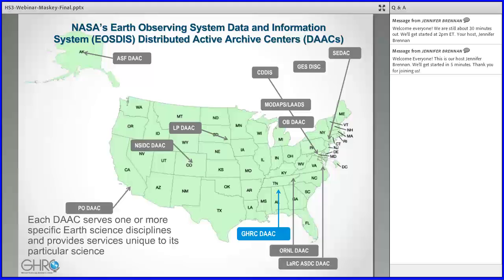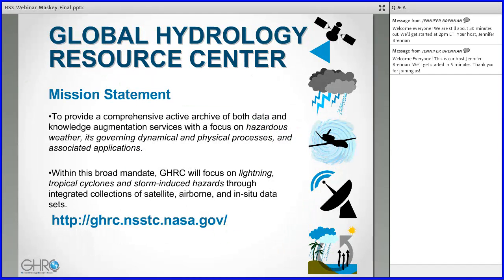In the next few slides, I would like to give a little bit of background on the Global Hydrology Resource Center, also known as GHRC. GHRC is one of NASA's Earth Observing System Data and Information System's 12 archives, the 12 Distributed Active Archive Centers, also known as DAACs. As you know, each DAAC provides its own set of expertise in a particular science discipline. GHRC's mission is to provide a comprehensive active archive of data with a focus on hazardous weather and science related to hazardous weather. In addition, GHRC also provides knowledge augmentation services for such data.